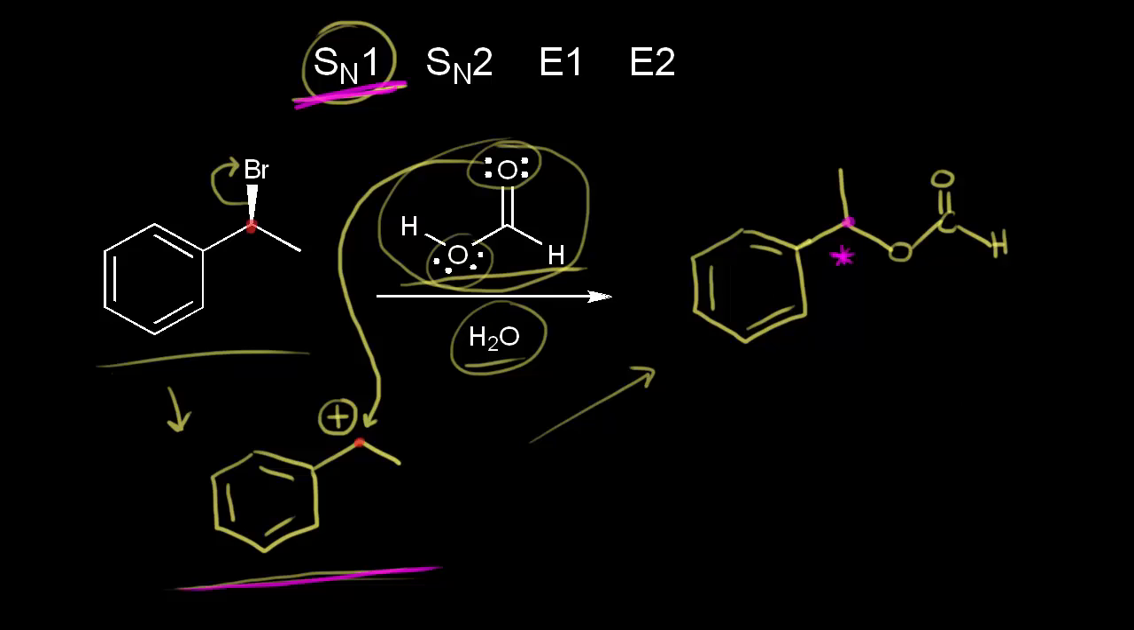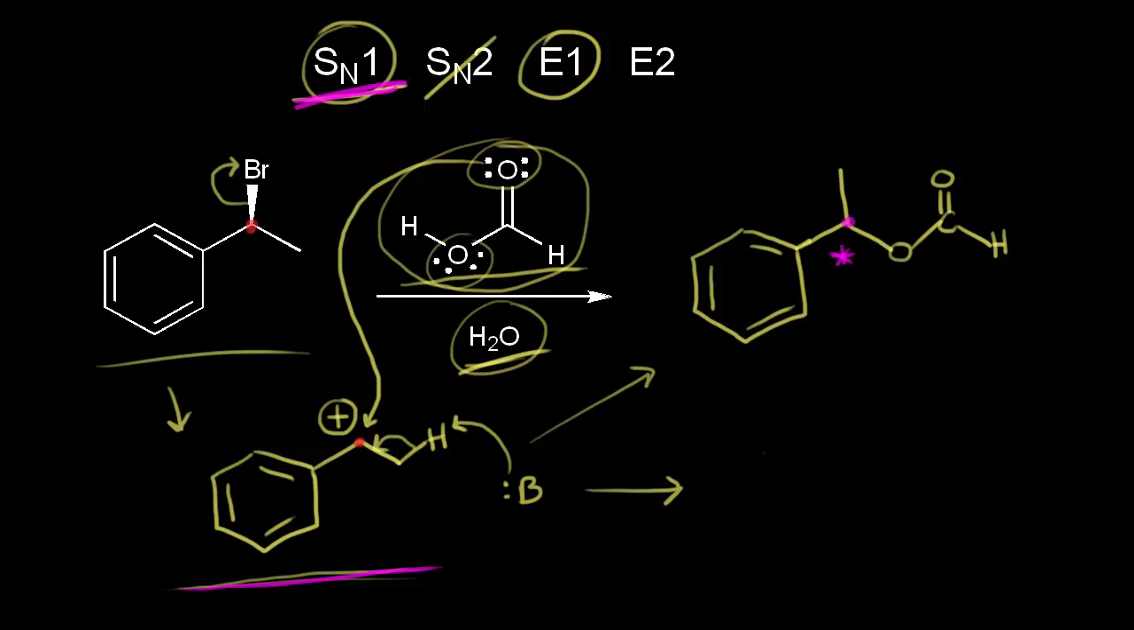Next, let's think about what else could possibly happen. So Sn2 is out, we formed a carbocation. E1 is possible because we have a carbocation here, and we also have a weak base present. So our weak base could be something like water, and I'll just draw a generic base in here. And let's draw in a proton on this carbon. So our base could take this proton here, and these electrons would move in to form a double bond.